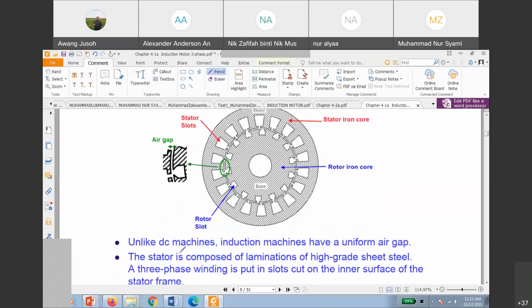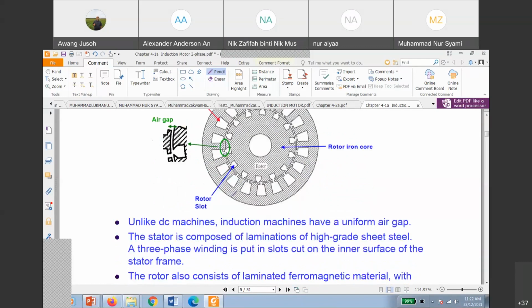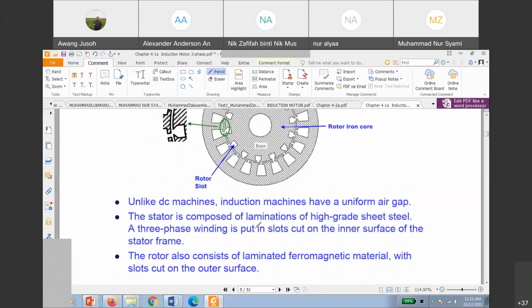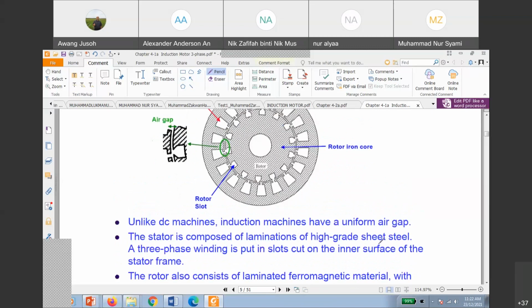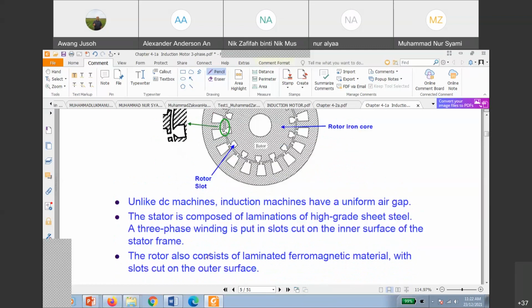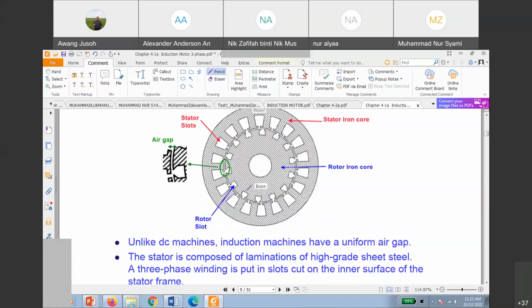So we can see that this induction machine has a uniform air gap. It is uniform like that because this is a cylindrical machine. You can see that the stator is composed of laminations of high grade sheet steel, and the three-phase winding is put in slots cut on the inner surface of the stator frame. The rotor also consists of laminated ferromagnetic material with slots cut on the outer surface.